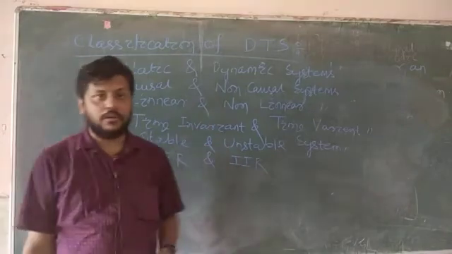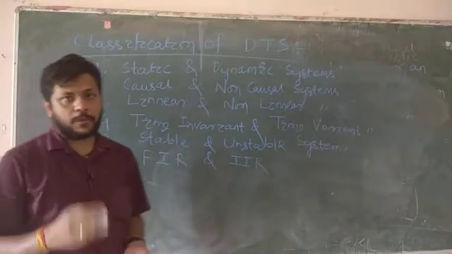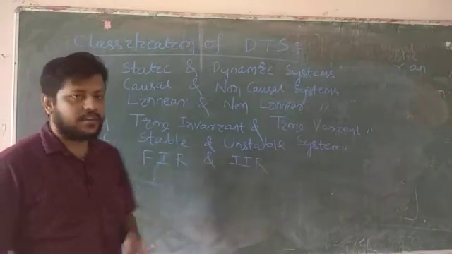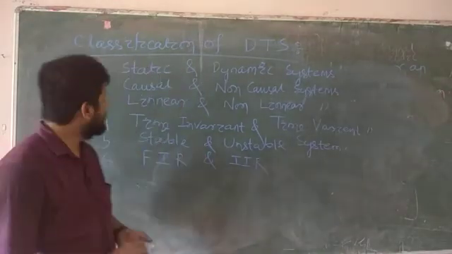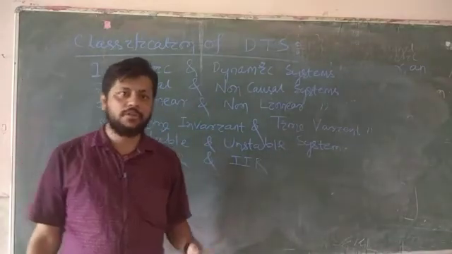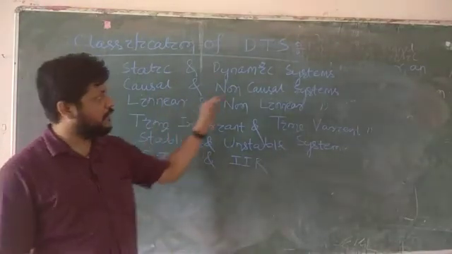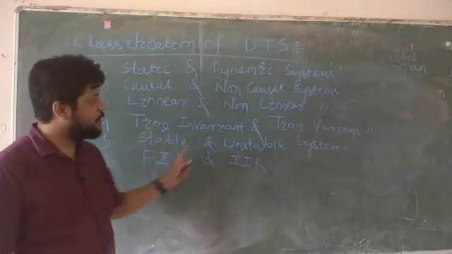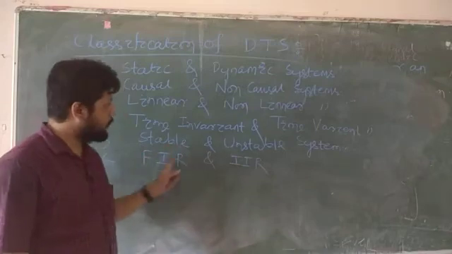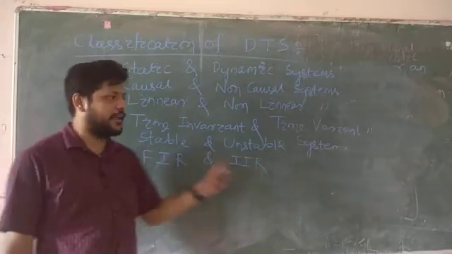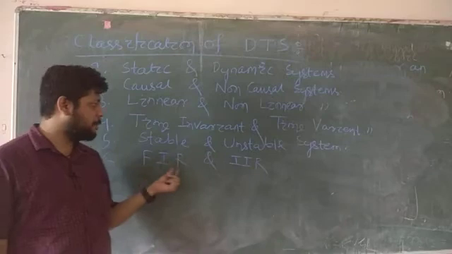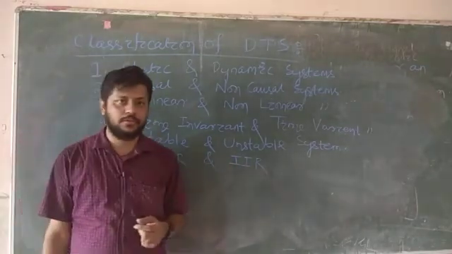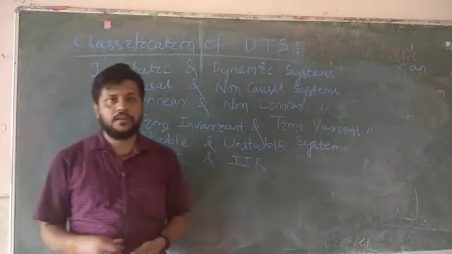This is a very important chapter: classification of discrete time systems. Depending on the properties, application and characteristics, we classify discrete time systems into 6 categories. The first one is static and dynamic system, which we will study one by one. Then causal and non-causal system, then linear and non-linear system, then time invariant and time variant system, then stable and unstable system, and finally FIR and IIR, that means finite impulse response and infinite impulse response system. This is a very important classification. Let's discuss them one by one.